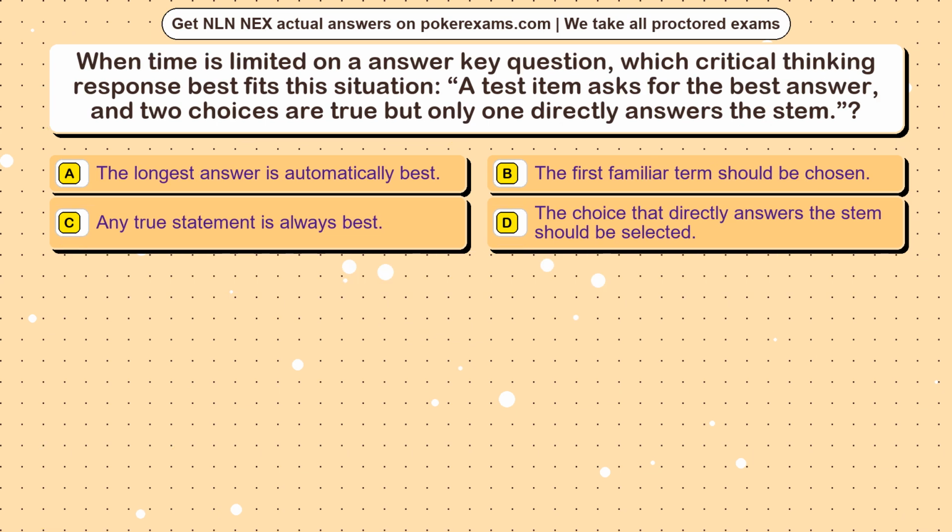Question 5. When time is limited on an answer key question, which critical thinking response best fits this situation? A test item asks for the best answer, and two choices are true but only one directly answers the stem.